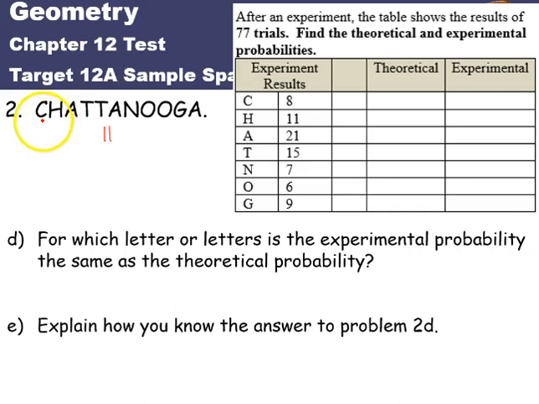So the theoretical probability of choosing a C is 1 out of 11. For an H, there's 1 H, so it's also 1 out of 11. For an A, there's 3 A's, so it's 3 out of 11. For a T, there's 2 T's, so that would be 2 out of 11. And for N's, it looks like there's only 1 N, so that's 1 out of 11. O, there's 2 O's, so that's 2 out of 11. And G is 1 out of 11.